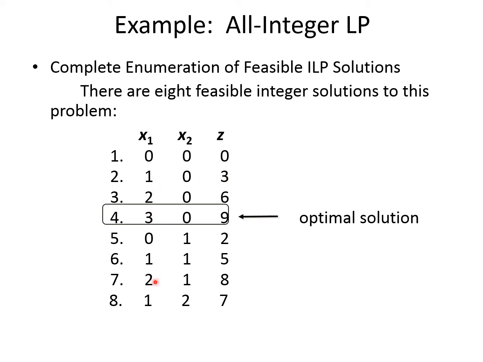You can find out by exhaustively enumerating all possible integer solutions to the problem and calculating the value of z. You're going to find that z is the largest when x1 equals 3 and x2 equals 0, and thus this is the optimal solution. In this exhaustive list, I only considered grid points that fall inside the feasible region, and did not consider, obviously, the points on the grid that are outside the feasible region.